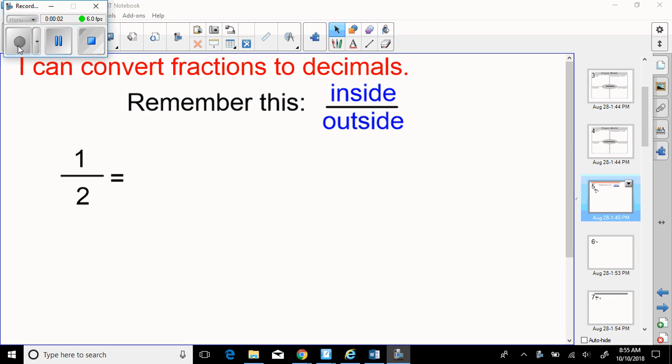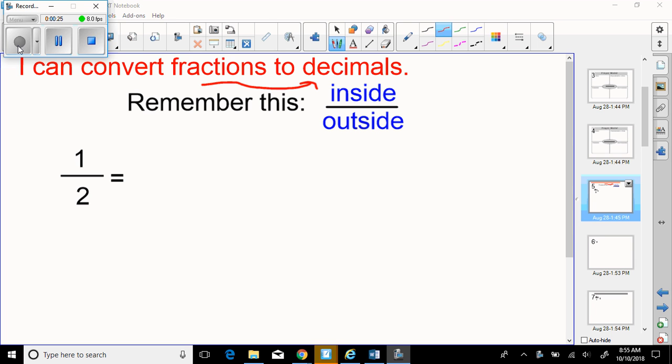Hey everybody. I am so excited because I have a special guest with me today to help everybody convert fractions to decimals. Okay, so I have Demetrius here today. Everybody say hi to Demetrius. Demetrius, can you say hi to everybody? Hi. All right, so Demetrius is going to help me do this.